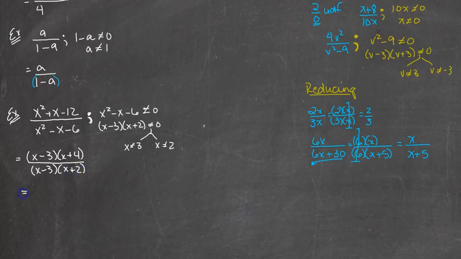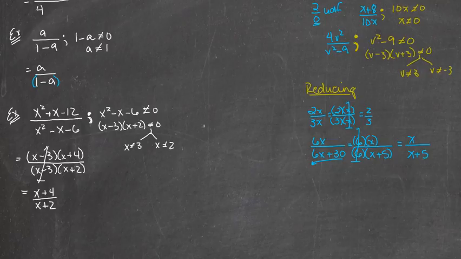Now I can keep going. X minus 3 over x minus 3, that's just 1, right? Factor over factor, same factor in the numerator and denominator, is just 1. And so my answer is x plus 4 over x plus 2.